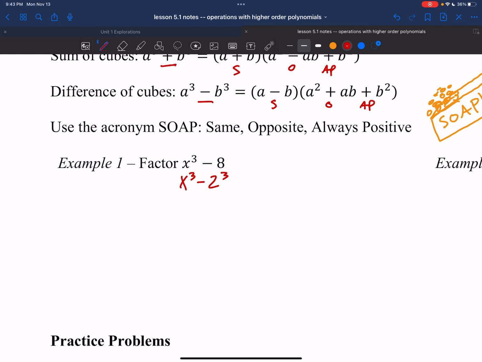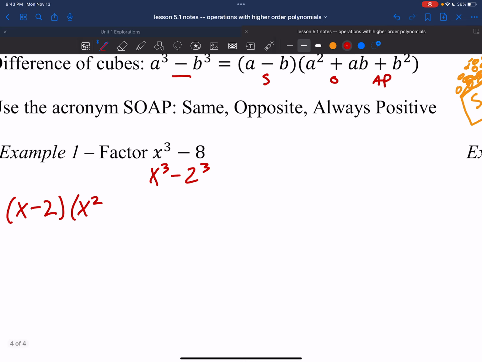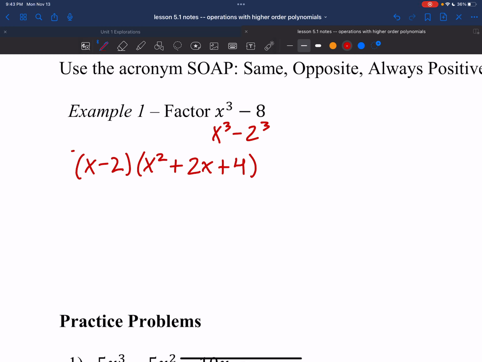So this is the difference of cubes, so it's going to factor as a minus b, that's x minus 2, a squared, that's x squared, then it's plus ab. Notice it's not 2ab. I used to do that all the time. It's not 2ab, it's just ab, 1ab. So it's plus ab, that's 2 times x. And then plus b squared, where b is 2, means that's 4. And there it is.